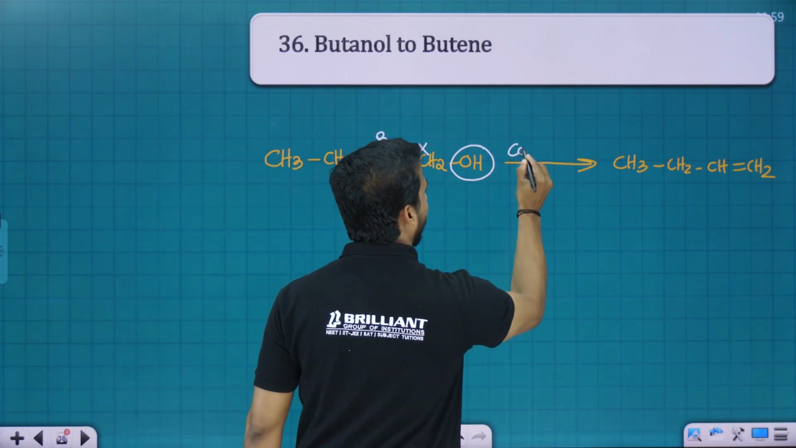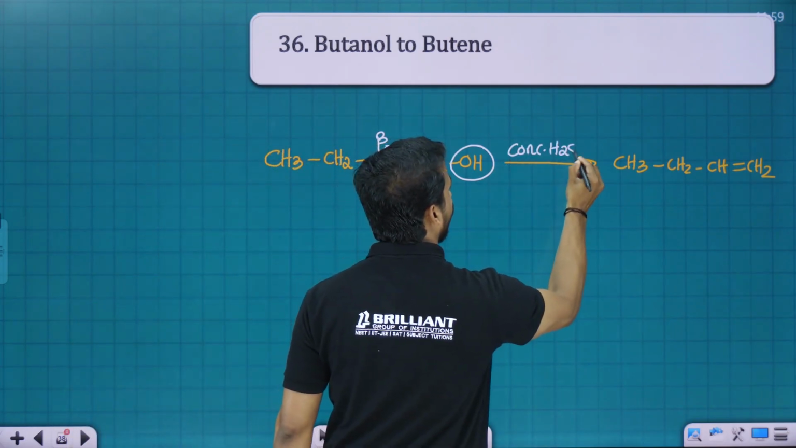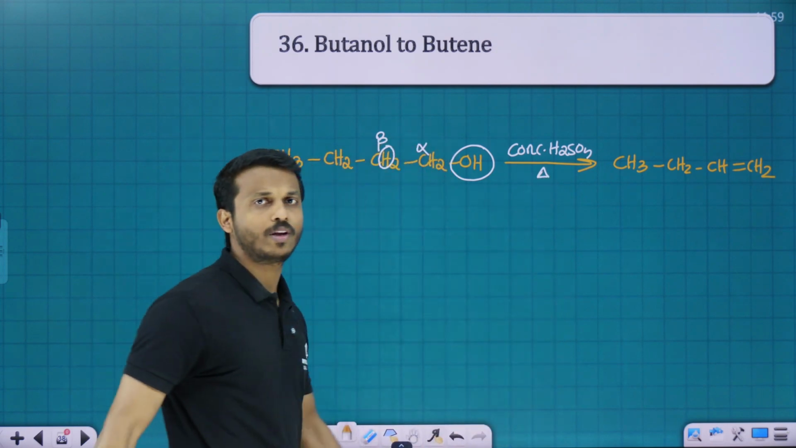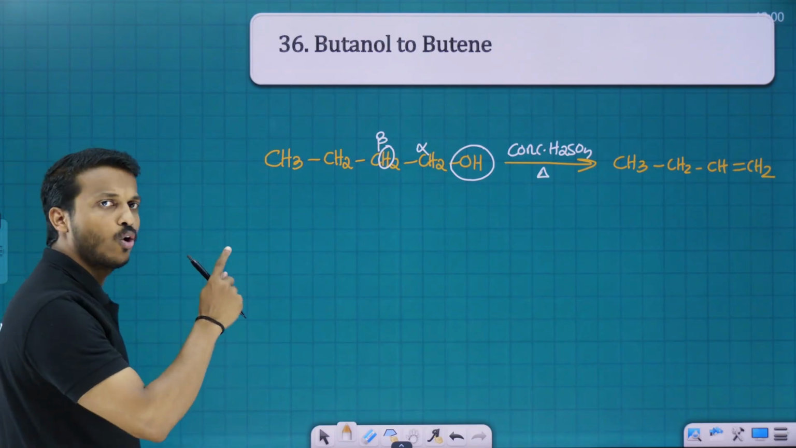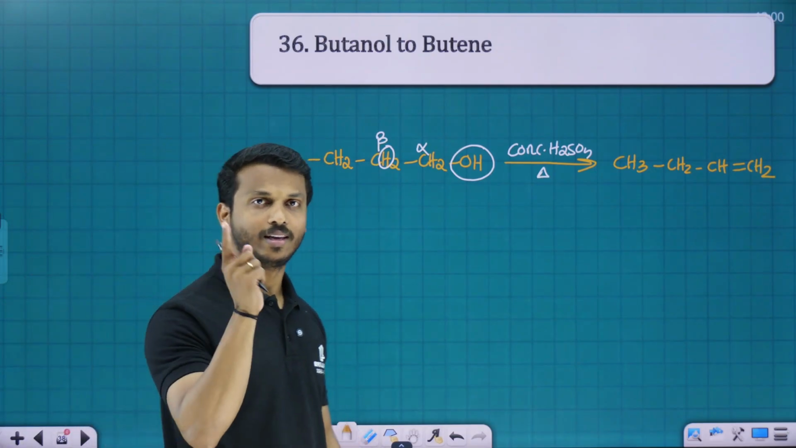What is the dehydrating agent? Concentrated sulfuric acid and heat. Normally we use 443 Kelvin. You can mention heat like that. So alcohol on dehydration gives alkene.